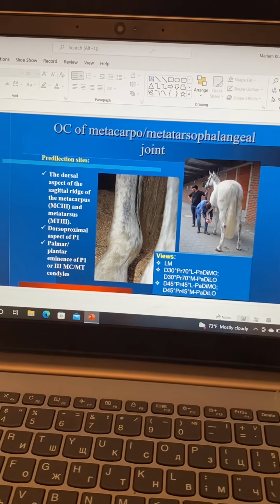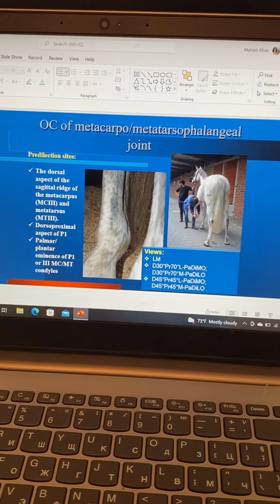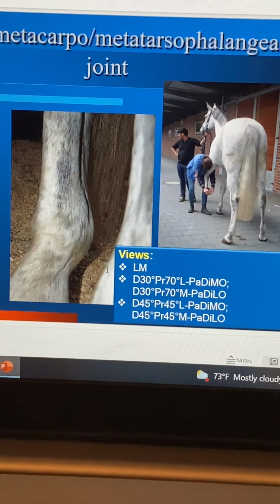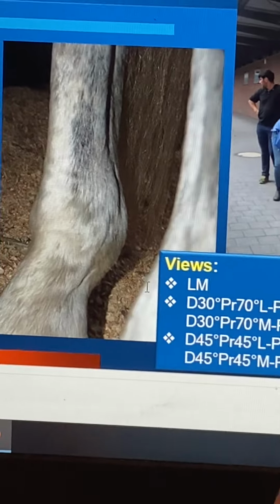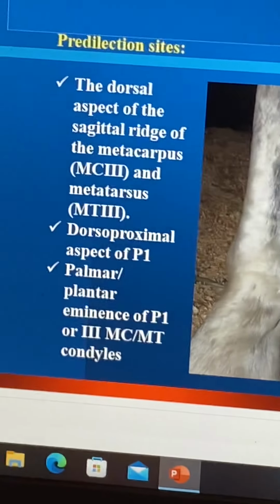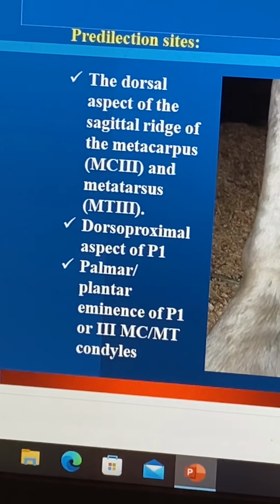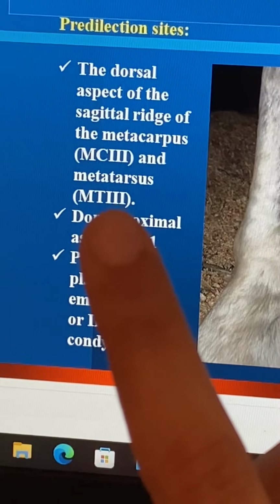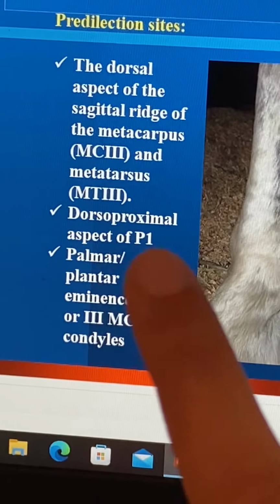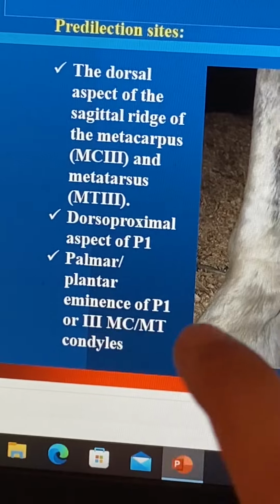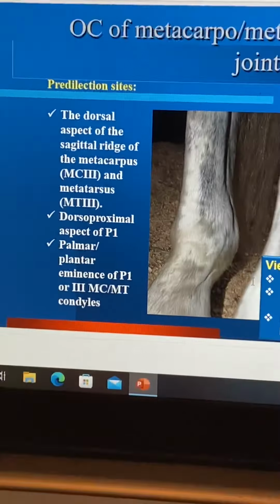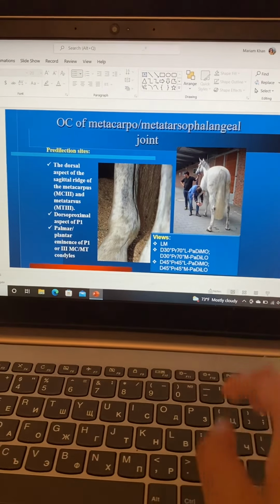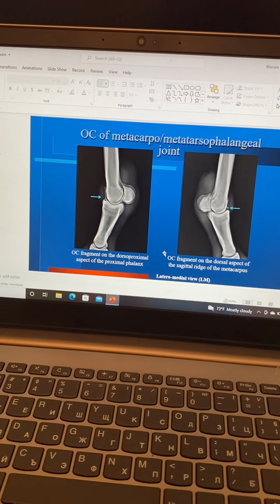So if we're talking about osteochondritis of the metacarpal or metatarsophalangeal joints, to be honest, they're quite subtle to me, but I'm going to take this more obvious picture. So it will say the predilection sites are the dorsal aspect of the sagittal ridge of metacarpus 3 and metatarsal 3, the dorsoproximal aspect of P1, palmar or plantar eminence of P1, or metacarpal or metatarsal 3 condyles. I'm so sorry, I think that's the only way I can show it to you, so I think pictures might help.